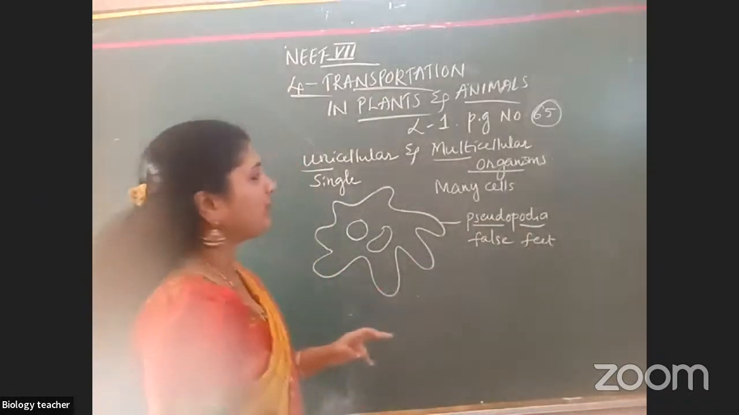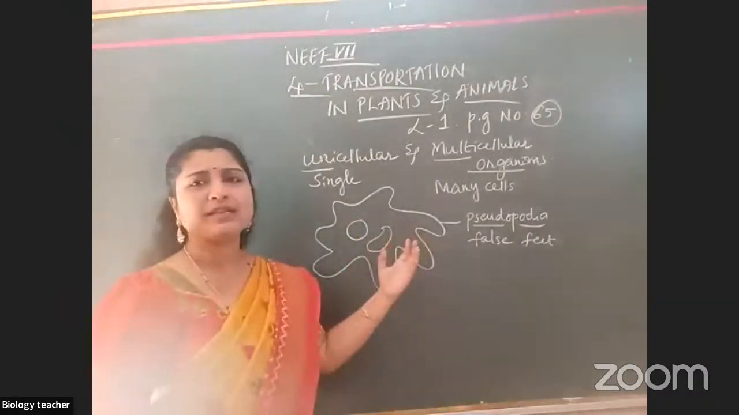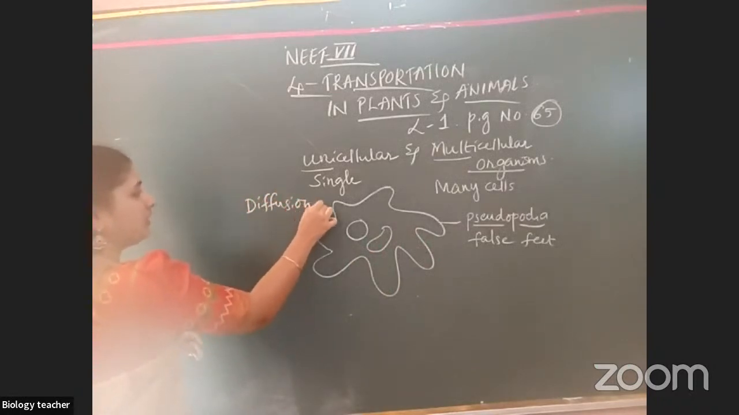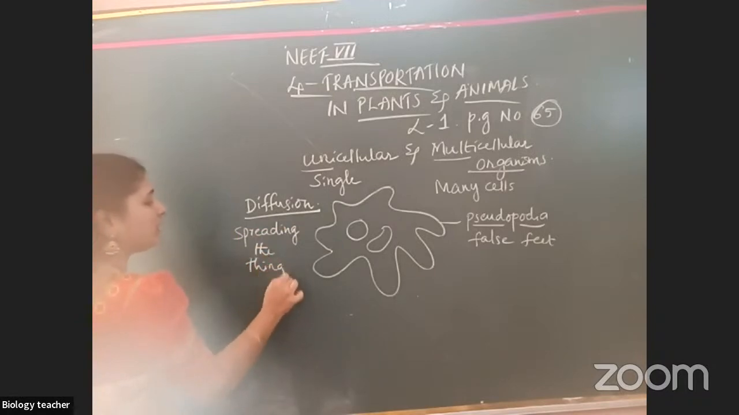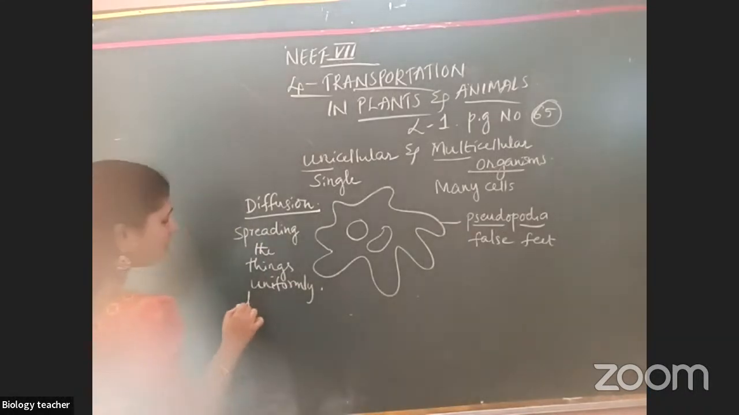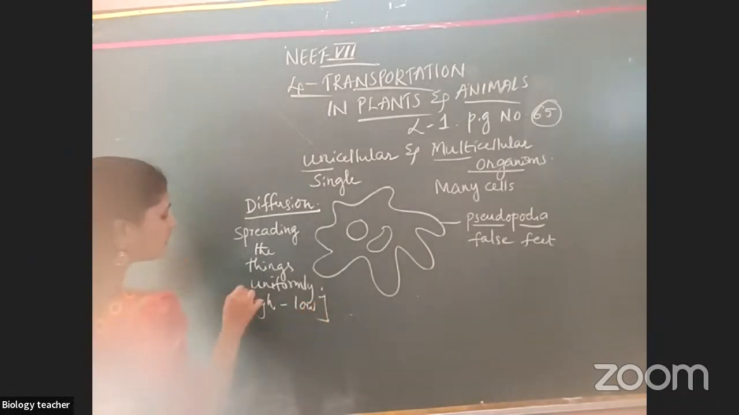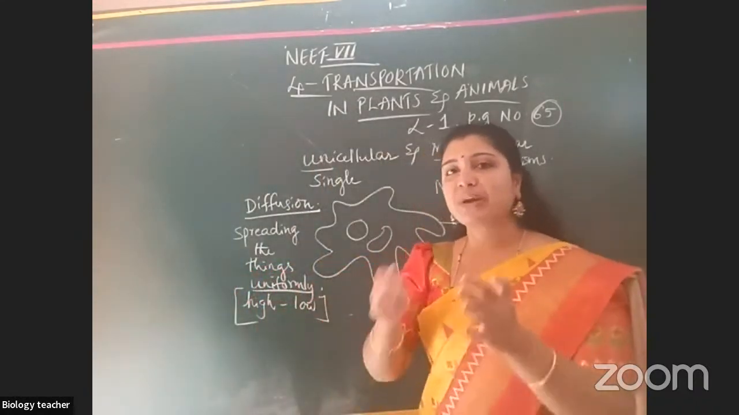How does transportation happen in the body? With the help of diffusion. Diffusion means spreading things uniformly, from high concentration to low concentration. Uniform means equal. So the movement should be from high to low until it becomes equal.